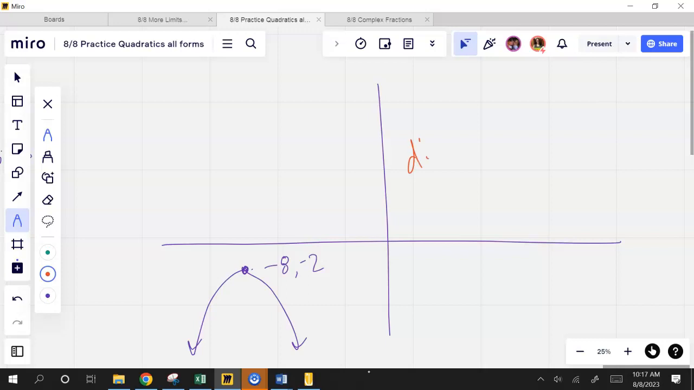I did that on purpose. Negative infinity to... I really didn't.